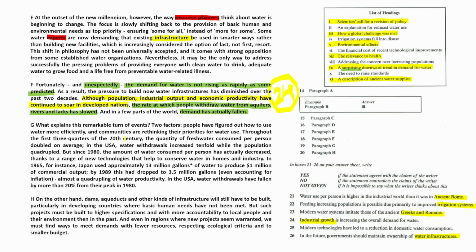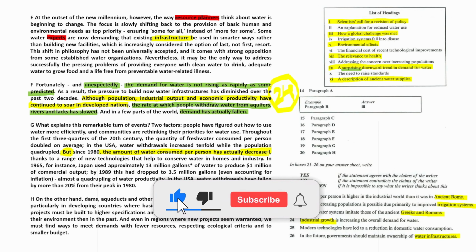Okay, priorities rethinking. Throughout the first quarter, the quantity of water consumed per person doubled. In USA, water withdrawals increased tenfold while the population quadrupled. Okay, the amount of water consumed per person has actually decreased. See, it's talking about amount of water decreased. And here we have "but", and this is the game here. I have already talked about it. See, before "but" it's talking about quantity of consumption doubled and all. But here we have a "but", and this is the contrasting connector, and this "but" changes all the game. See, after "but" we find that the water consumption decreased, but before "but" it was not the case, right? See, this is the actual game.